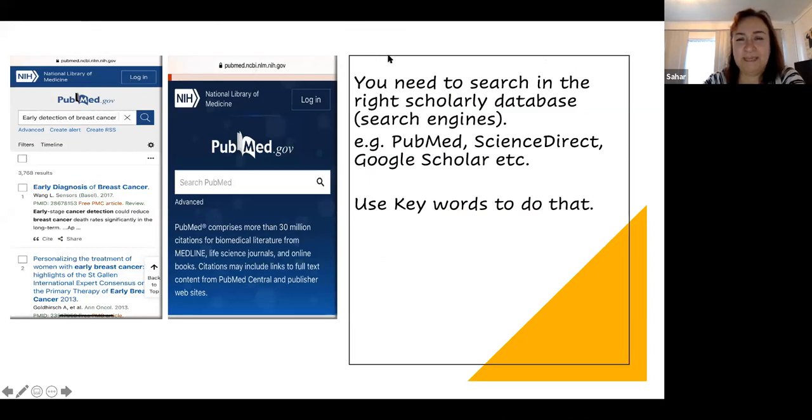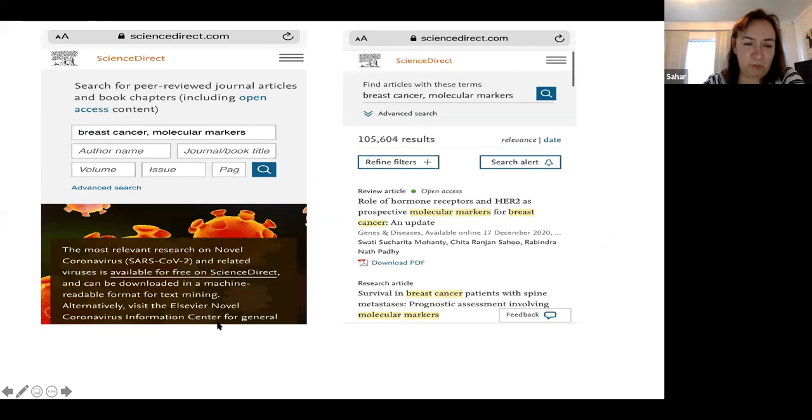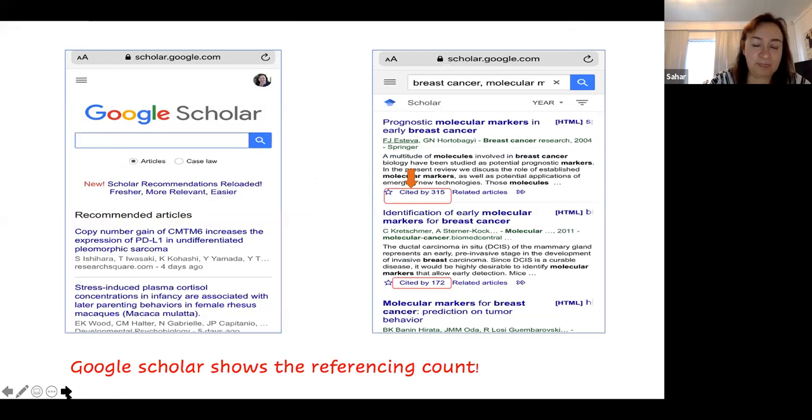One of you might say, but why are we using two? For very unknown reasons, they both come up with different papers when you type the same keyword. So there are different search engines. One of them is PubMed. The second one is Science Direct. The third one that is very famous is Google Scholar.